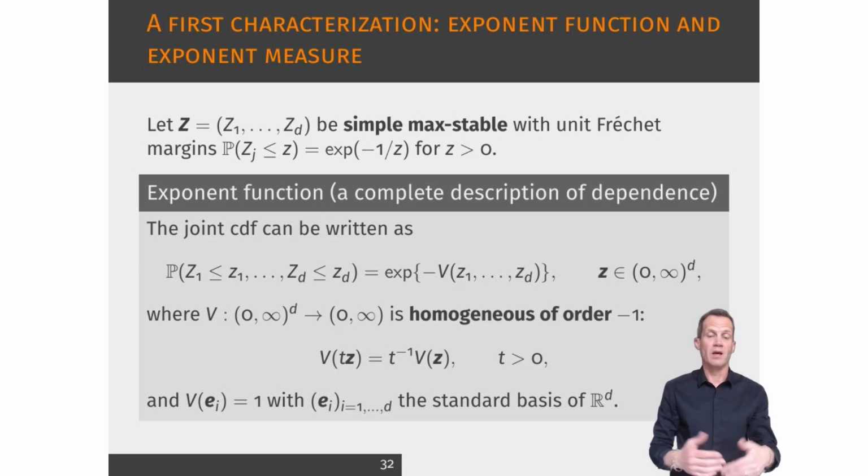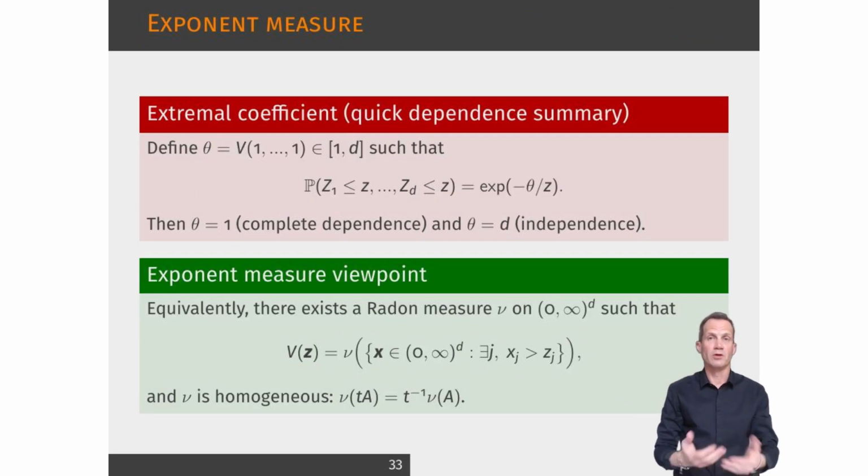The message is that once the margins are standardized, modeling a multivariate max stable distribution is essentially equivalent to modeling a homogeneous exponent function satisfying appropriate marginal constraints. The extremal coefficient provides a quick summary of dependence. It measures the effective number of independent extreme components. A value close to 1 corresponds to complete dependence, while a value close to the dimension corresponds to independence. This is only a summary, but it is very useful for interpretation.